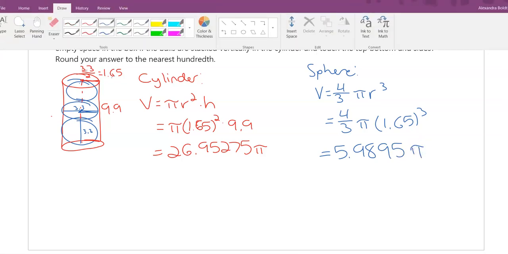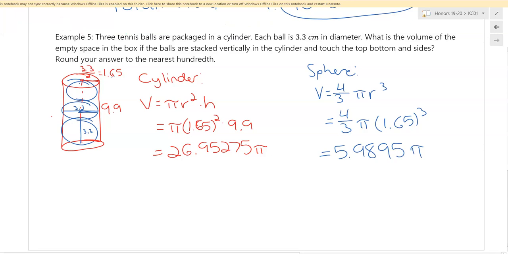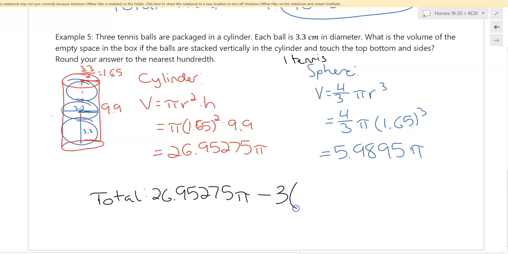All right, so it's asking me how much empty space there is in this thing of tennis balls. So, for our total, I start with my cylinder, and I'm taking away the space that's taken up by those tennis balls. This is the volume of one tennis ball. And I have 3, minus 3 of these.